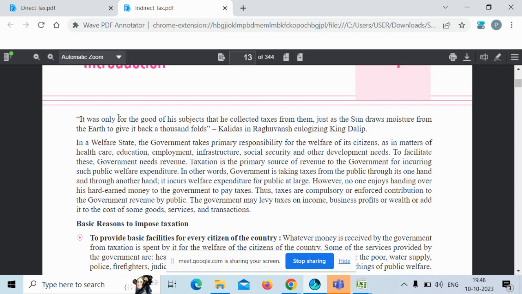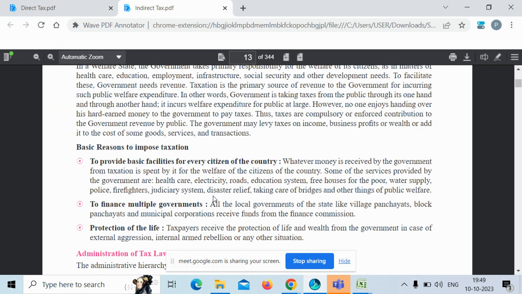However, no one enjoys handing over his hard earned money to the government to pay taxes. Thus, taxes are a compulsory or enforced contribution to the government revenue by the public. Taxes are compulsory. You cannot save yourself from paying taxes. Government may levy taxes on income, business profits, or wealth, or add it to the cost of some goods, services, and transactions, such as GST. I guess we have discussed all the possible provisions. A quick read, then we'll go for the basic reasons to impose taxation.